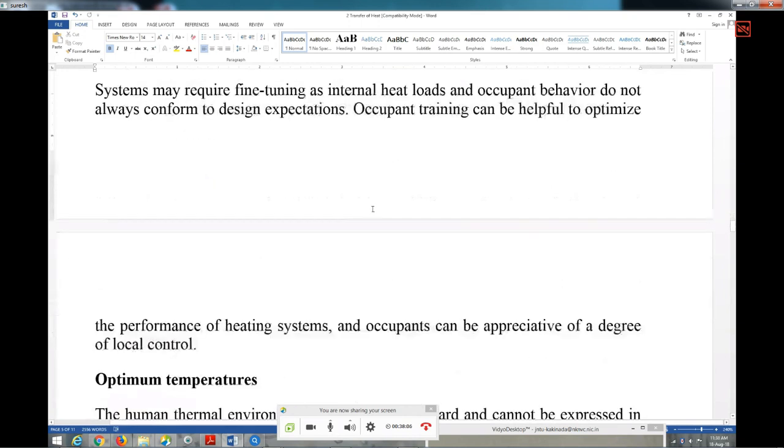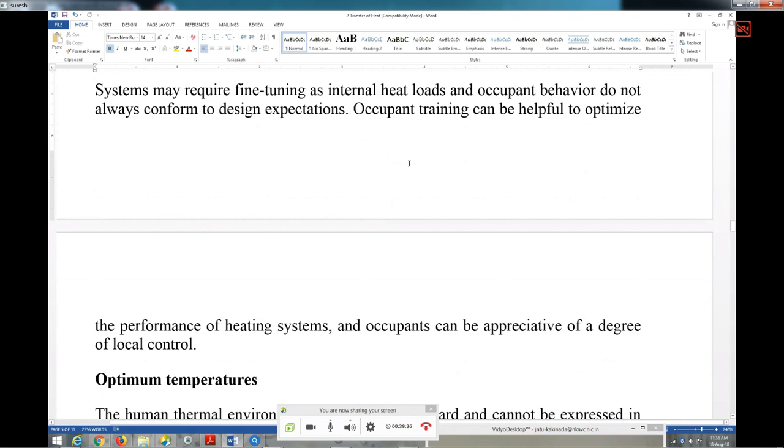This one will be deferred with a larger room occupant size. Definitely, we are not going to have proper heating or cooling conditions. So, we have to deal with those particular cases.